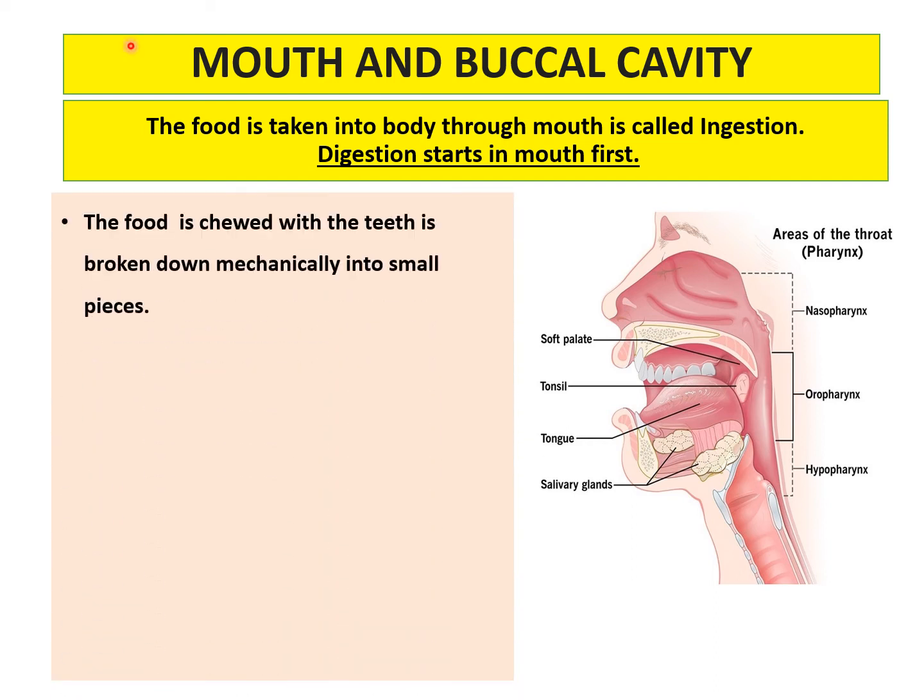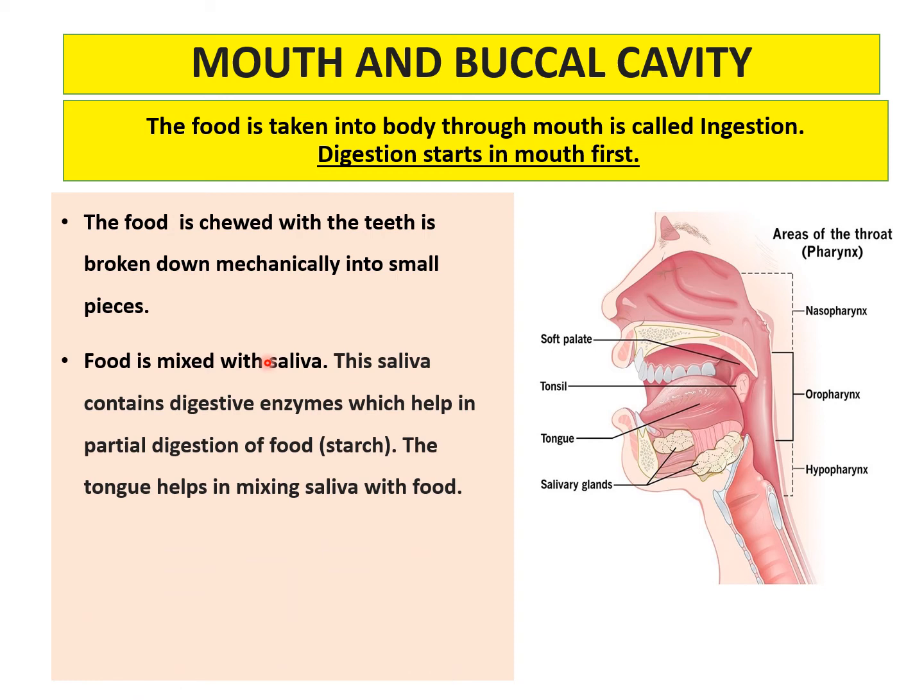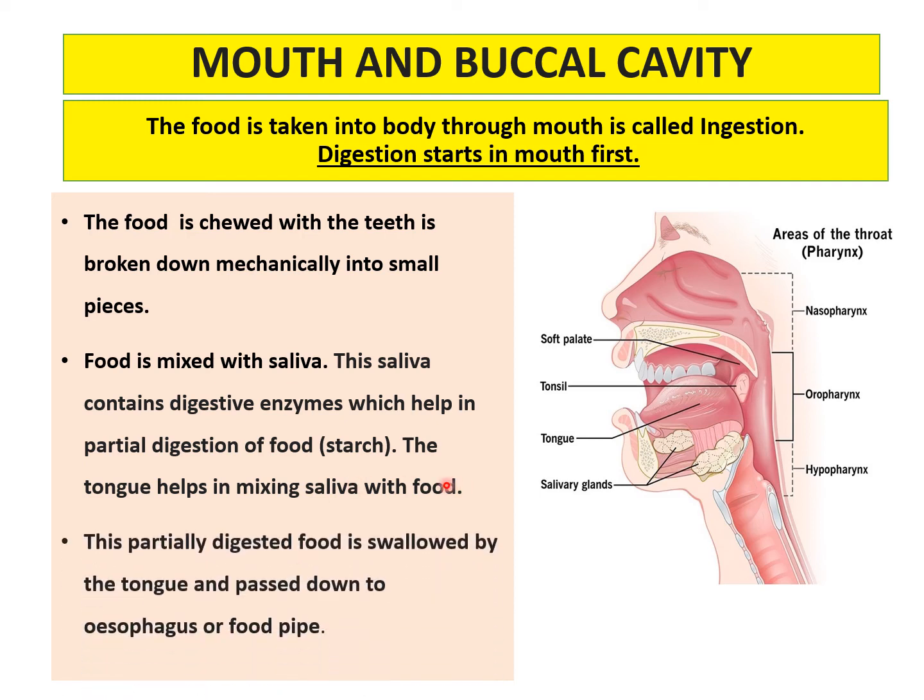Food is chewed with the help of teeth inside the buccal cavity and is mechanically broken down into pieces. Then after chewing, the food is mixed with saliva. The saliva contains various digestive enzymes which help in the partial digestion of the food. The tongue helps in mixing the food with the saliva, and this partially digested food is swallowed and goes down to the esophagus. So this happens inside the buccal cavity, right?